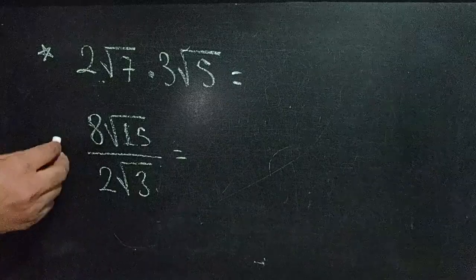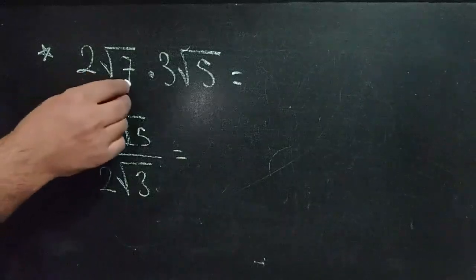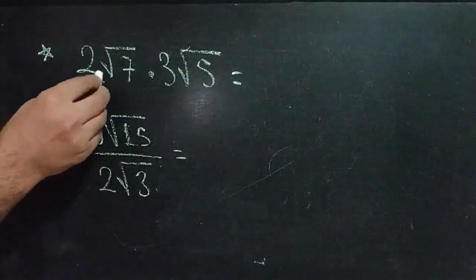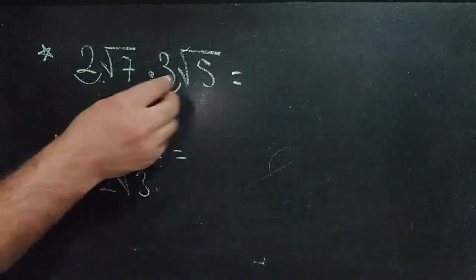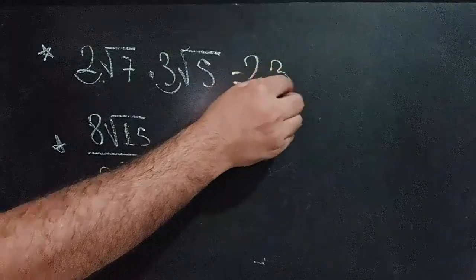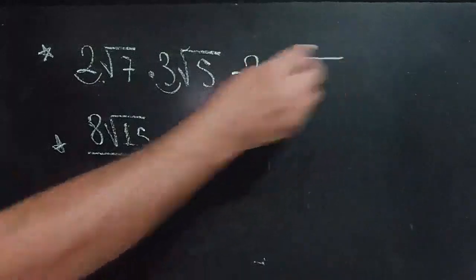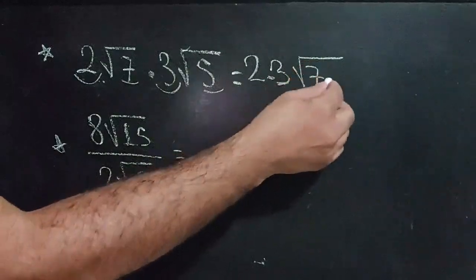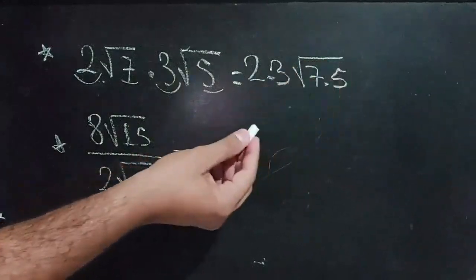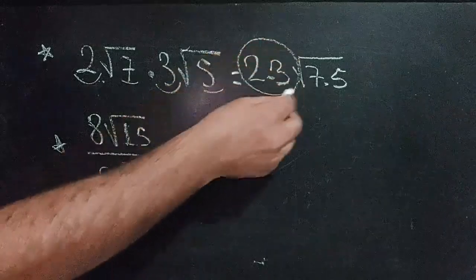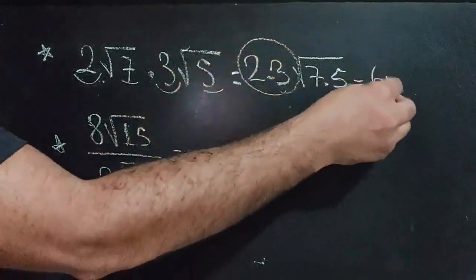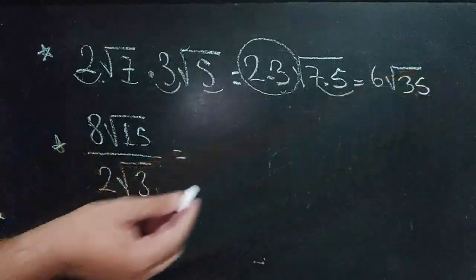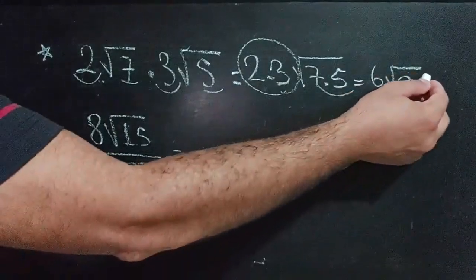The first question is 2 square root 7 times 3 square root 5. What I said, outside number by outside number: this is going to be 2 times 3, and inside number by inside number, that will be 7 times 5, which is going to give you 6 square root 35.